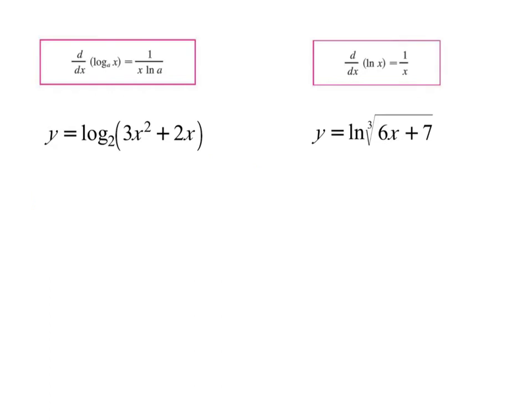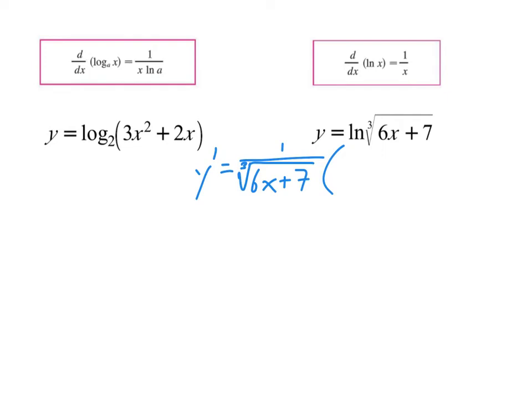All right, now on to the second problem then. So on this one, when we go to find y prime, we're going to do natural log. So 1 over whatever was inside of it. So that's going to be the cube root of 6x plus 7. Then that's going to be times the derivative of the cube root of 6x plus 7.